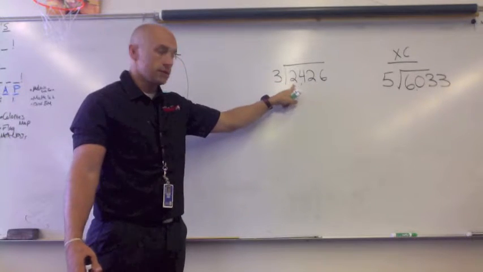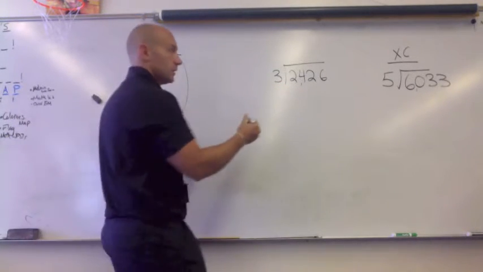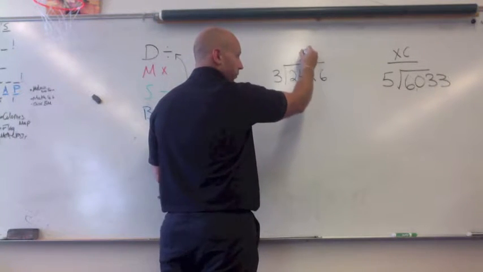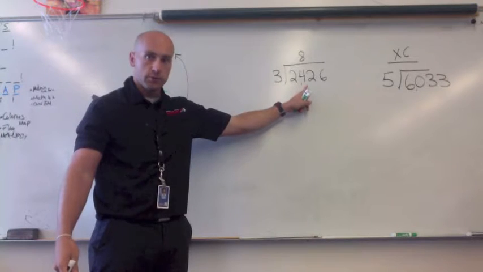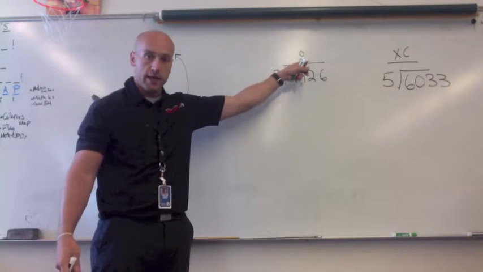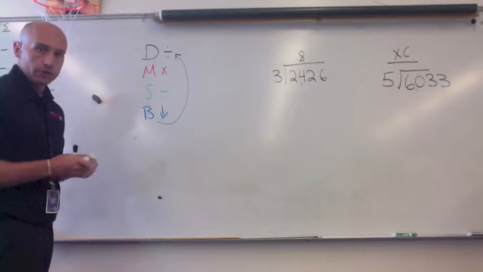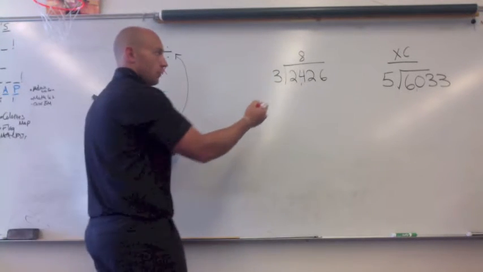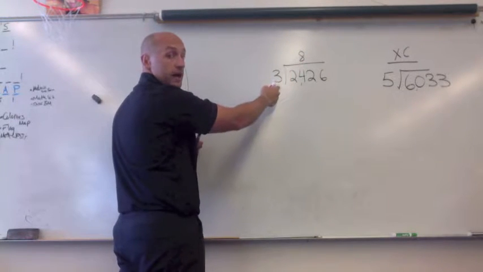And now we go 3 into 24. So I know 3 goes into 24 8 times. So I write that answer above the 4. Don't put it above the 2. We divided 3 into 24, so we need to put it above the 4, and we put an 8. So that's step number 1, divide. Next step, multiply.